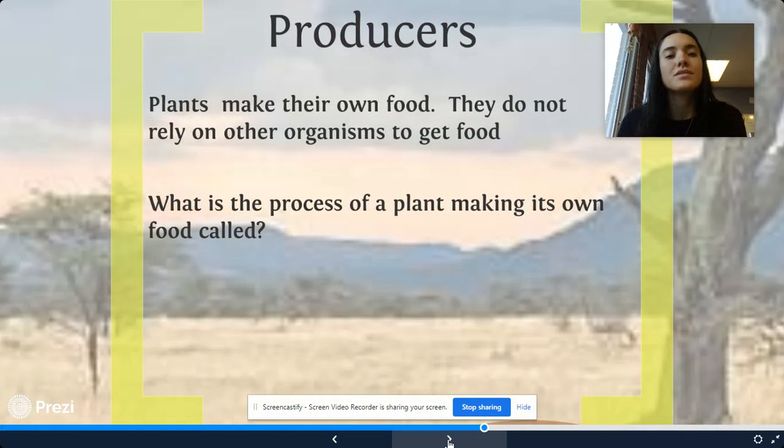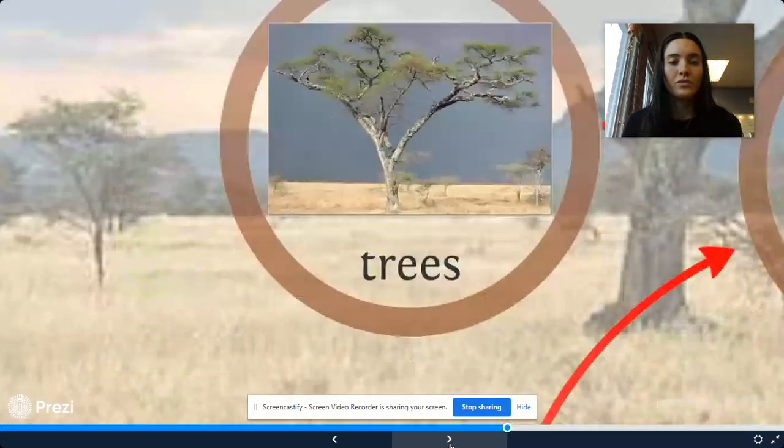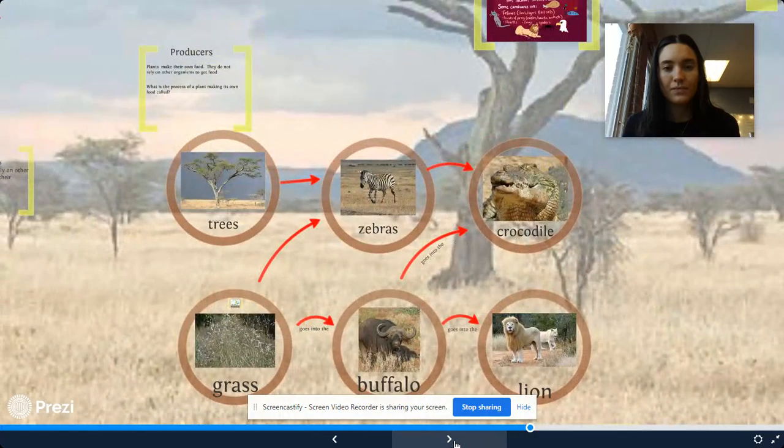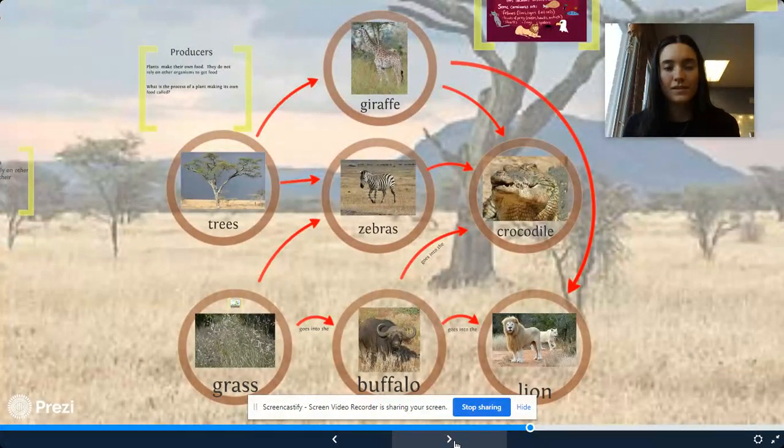So producers are plants that make their own food. They do not rely on other organisms to get food. What is the process of a plant making its own food called? What do you think that is called? It is called photosynthesis. So basically, these plants get this energy from the sun and convert it into nutrients. Also added a giraffe to the mix.